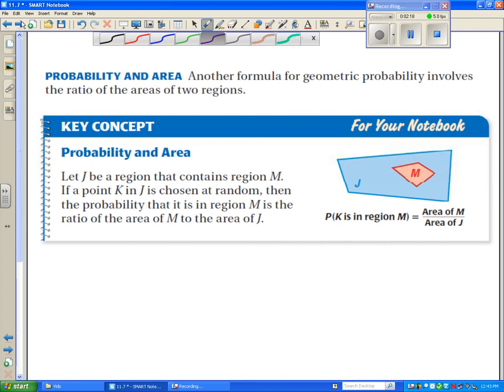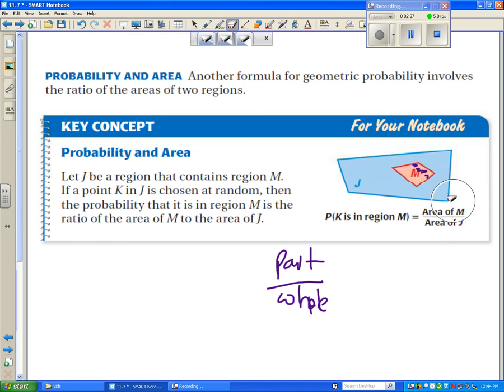Alright, geometric probability extended from lengths to areas. It's the same deal. It's still just the part over the whole if we're talking about area. So notice it's just saying the area of M over the area of J tells us the probability that something landing on J will end up in M. Part over whole.